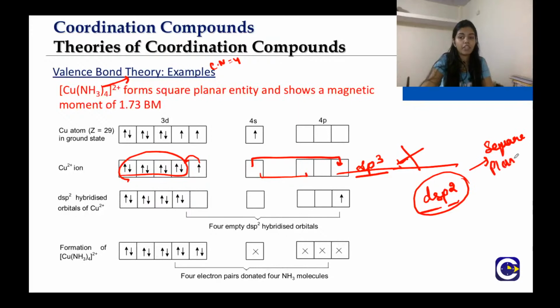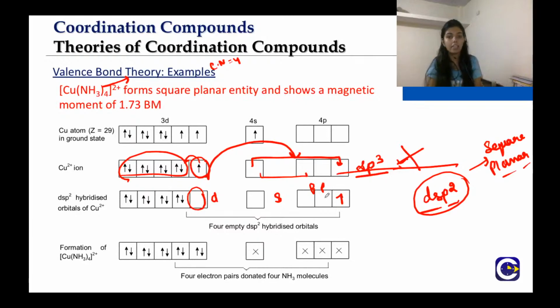So the explanation for that was that this electron must have been promoted to the 4p orbital, right? Now this electron will be promoted to 4p orbital, so this will become vacant. One d, one s and two p are becoming vacant. Now the dsp2 hybridization can take place and this complex will have a square planar geometry. Rest all of the electrons are paired, and because of this one unpaired electron, we are observing a magnetic moment of 1.73 Bohr magneton. Is it clear now?